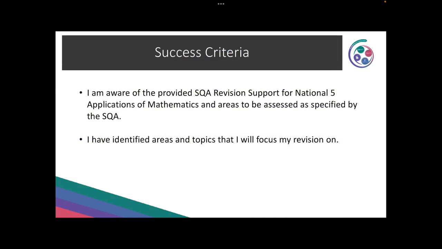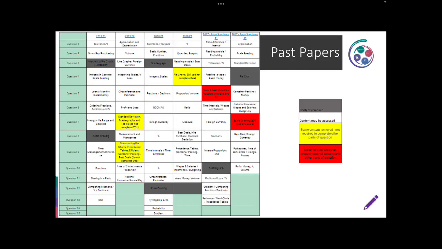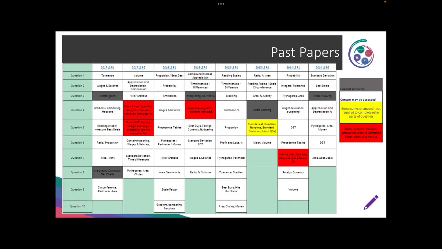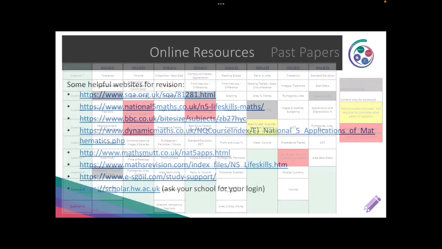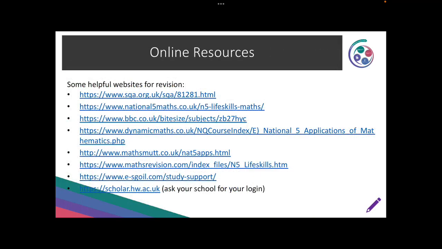Reviewing our success criteria, so we said we would be aware of the provided SQA revision support for National 5 applications of maths and areas to be assessed as specified by the SQA, which we've done. I have identified areas and topics that I will focus my revision on, so that topic list there is where you want to start, and we're going to look at those past paper questions. So again, I'll quickly show you those past paper questions and which ones have been removed from the course for this year, so you don't need to practice them. Once again, there are those helpful revision websites.